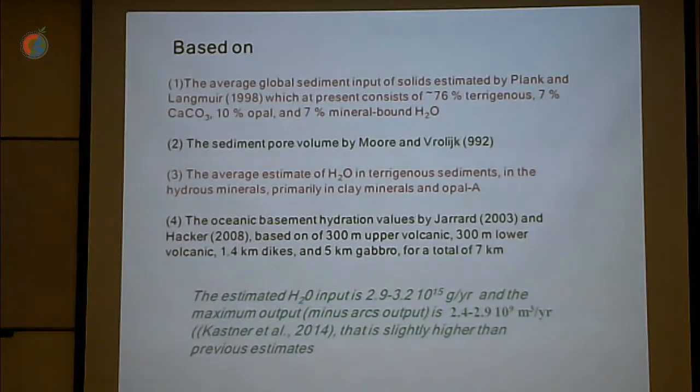Next slide. So our new calculation is based on Plank and Langmuir's input of average sediment into subduction zones, and we took the pore volume from this publication. We took the average amount of water in regional sediments, primarily clays and opal A. And then we took the hydration of the basement from this publication. So we came to this estimate, and we took out the arc output because it cannot come out in the fore arcs. So the question is how much fluid is coming out of the fore arc. So we have to take out the output from the arcs, the volcanoes. So we come up with this number, fluid remaining, assuming that none goes to the back arc or to the mantle. We really don't know how much goes to the back arc and the mantle. So we're assuming the total minus the arc is coming out of the fore arc.